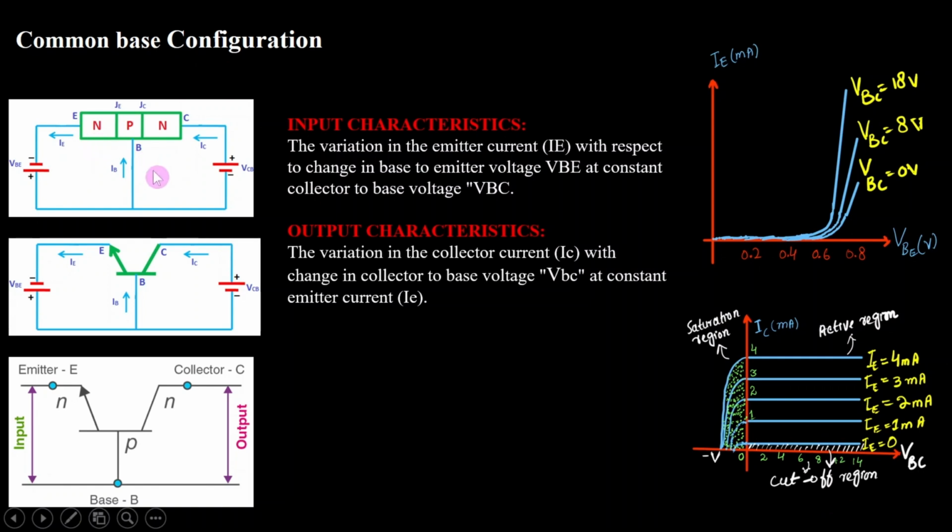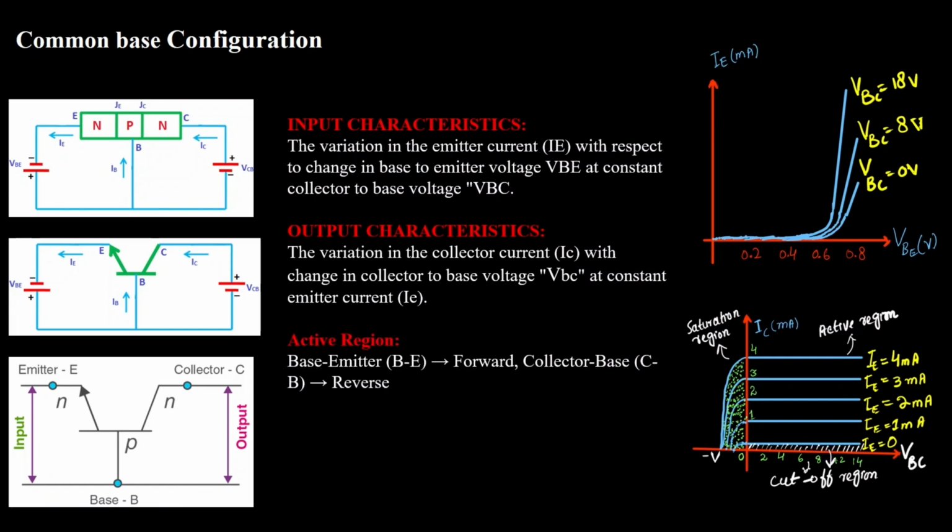The cutoff region gives us the information about the case where we have, let's say, the base to collector junction reverse biased, and similarly the emitter to base junction also reverse biased. In that case, it will give us this region, which is called the cutoff region. Okay, so this was that.